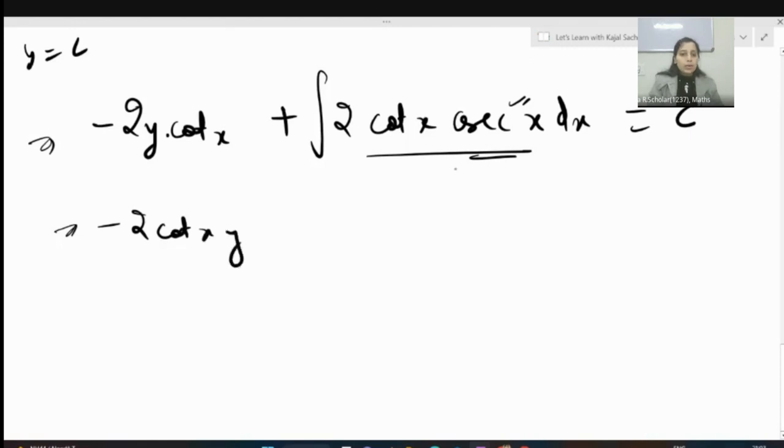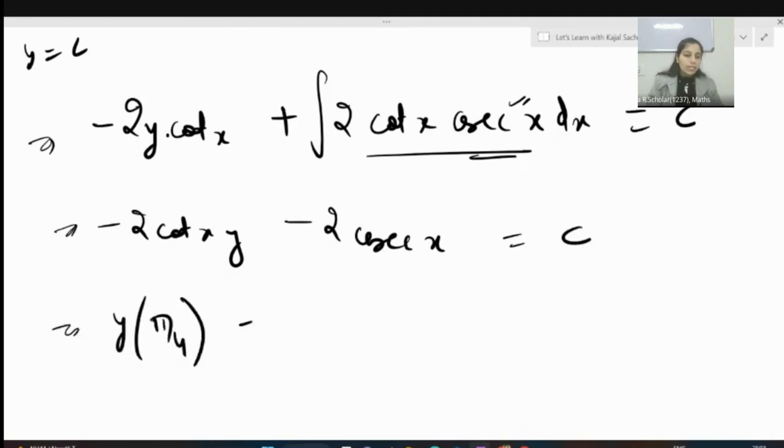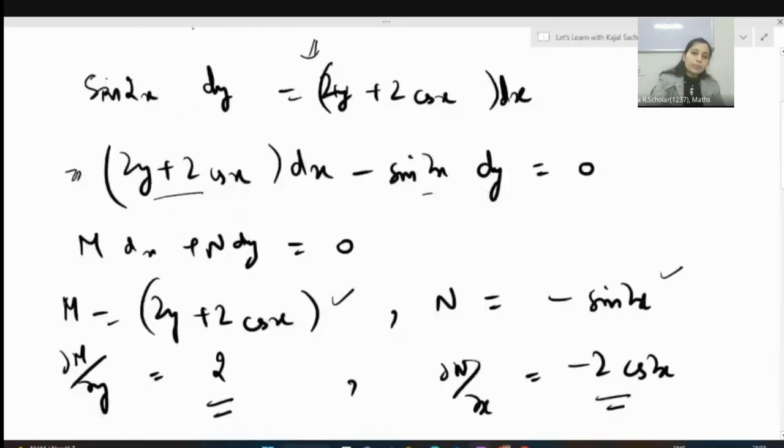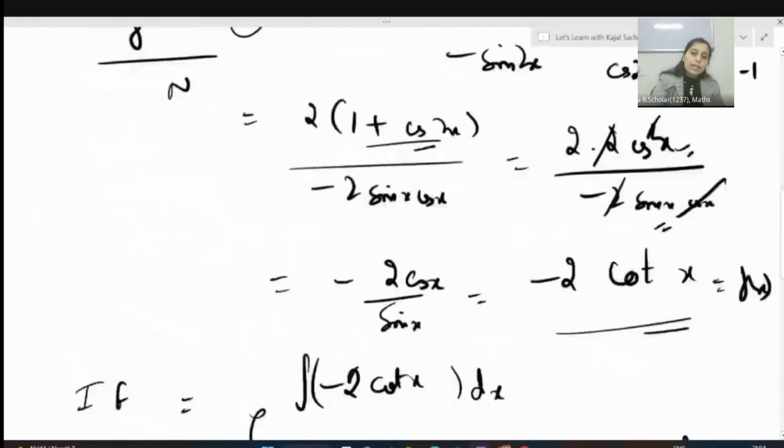We know that the integration of 2 cot x cosecant x dx is minus 2 cosecant x. So minus cot x minus 2 cosecant x is equal to c. So from here, we also have a given condition, y of pi by 4 is equal to 1 minus root 2.